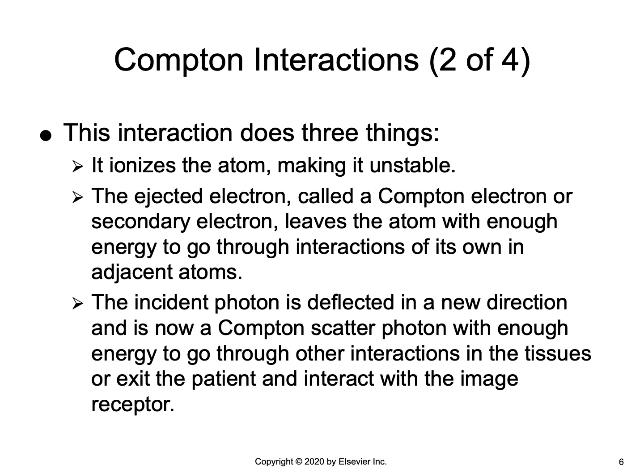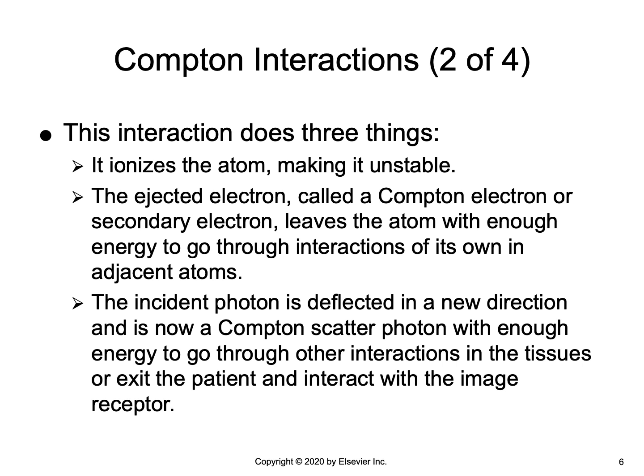The second thing it does is it provides the ejected electron. This is called a Compton electron or a secondary electron. This ejected electron leaves the atom with enough energy to go through interactions of its own in other atoms, which are next to it. So they're adjacent atoms. The type of interaction with the Compton electron depends on the energy it has and the type of atom that it interacts with.